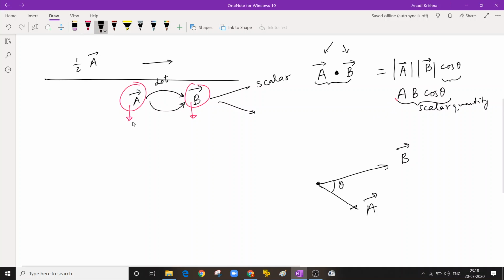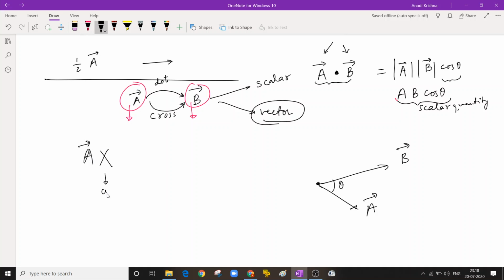The second method of multiplication is cross product. This gives a new vector quantity. We must remember that this gives us a new vector quantity. It is conservative. You multiply one vector cross another. The representation of cross product is like this, a cross b. It gives you a new vector c. C will have its magnitude and it will have its direction.